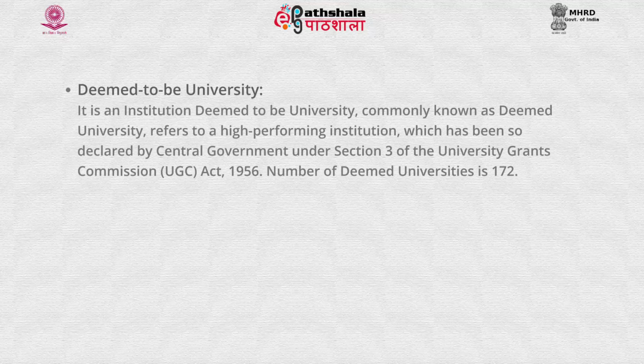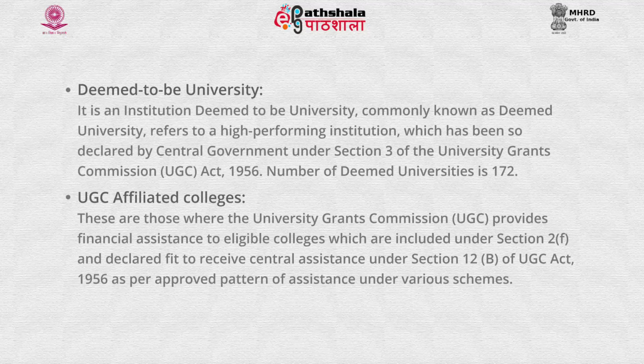An institution deemed to be university, commonly known as a deemed university, refers to a highly performing institution which has been so declared by the central government under Section 3 of the University Grants Commission Act 1956. Number of deemed university is 172. Next are UGC affiliated colleges. The University Grants Commission provides financial assistance to eligible colleges which are included under Section 2F and declared fit to receive central assistance under Section 12B of UGC Act 1956 as per approved pattern of assistance under various schemes.